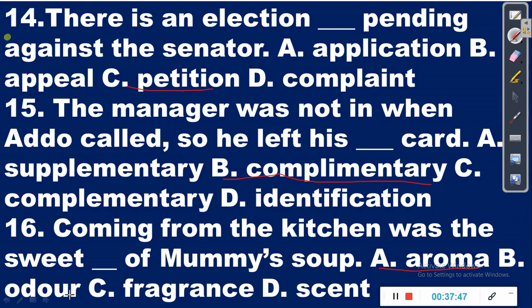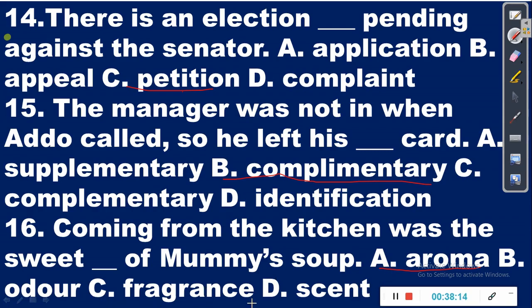Odor is more of an unpleasant smell than a pleasant one. So you can talk of a foul odor, for instance. Odor coming from something dead and decaying is appropriate. But certainly, you can't talk of the odor of mommy's soup, because that would be inappropriate.